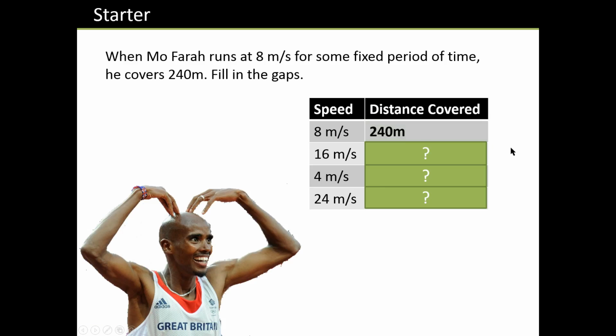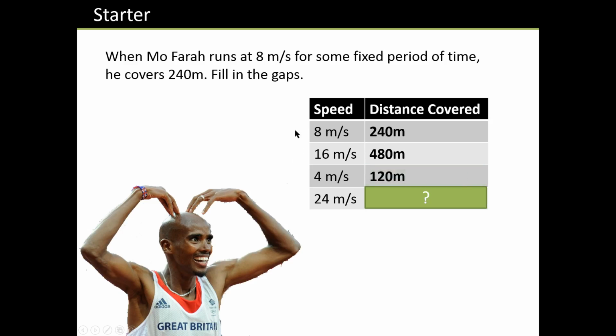Alright, 240 meters. And so therefore, the question is, when he runs 16 meters per second, how much will he then cover? Well, he'll cover 480 meters, won't he? He'll just double. He's running twice as fast, so he's going to cover twice as much. What about if he runs 4 meters per second, half of the original speed? Well, he will cover half, won't he?